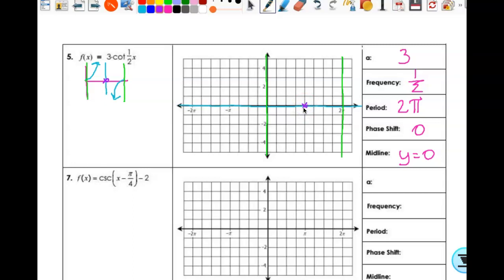Halfway between the asymptote and the 0, I would go up, and there's no reflection, so I am going up from the midline, whatever A is. So halfway between these two, I'm going to go up 3. And then halfway between the last two pieces, I would go down 3. So my graph then looks like this. Then I can repeat that and get the rest of it in there.